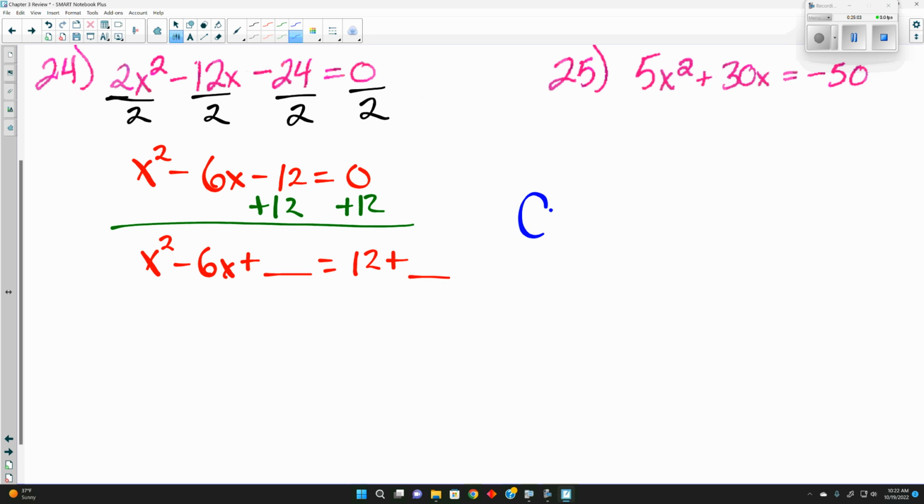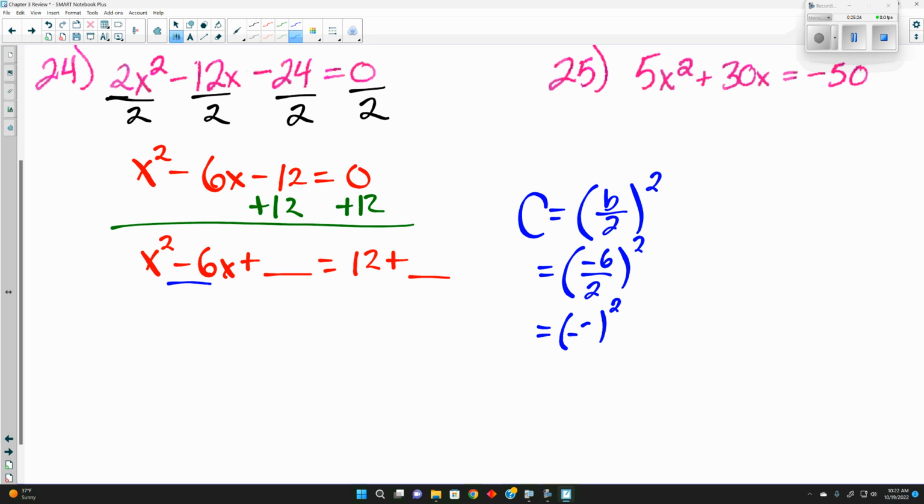Now that brings us to our third step, which is to find the value of c, because we're trying to make this into a perfect square trinomial, one set of parentheses being squared. And our c value is b over 2 squared. The value of b in this case is negative 6, and negative 6 divided by 2 is negative 3. Negative 3 squared is 9. And again, remember, the value of c is always going to be positive.